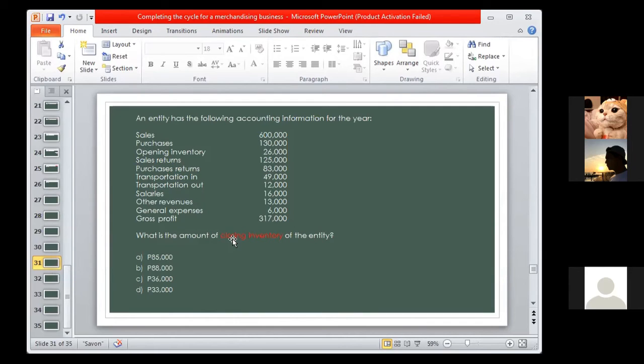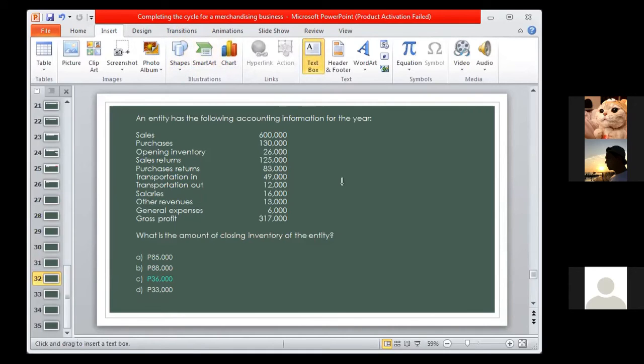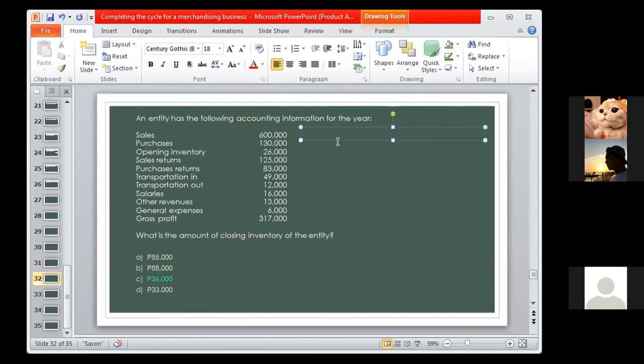Okay, so ito yan. Ang tamang sagot diyan ay C, 36,000. Paano nakuha ito? Sige, lagay natin yung solution dito. So meron tayong sales tapos gross profit. Paano natin kukunin yung ending inventory o closing inventory? Kunin muna natin kung magkano yung cost of sales.